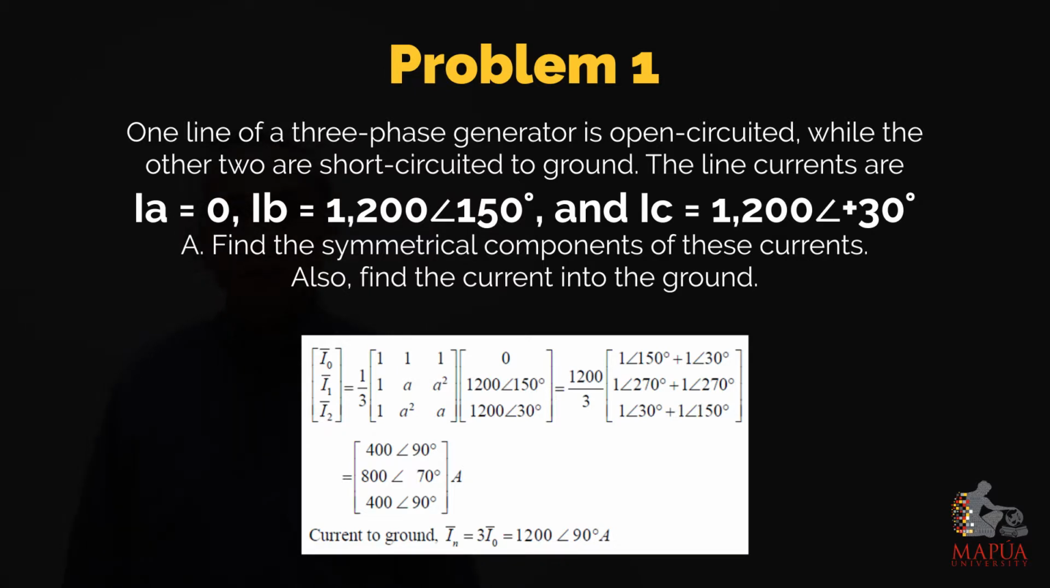Now to solve for the current to ground, that will just be equal to 3 multiplied by I sub 0, three times the value of the zero sequence current. So that gives us the current into the ground equal to 1200 angle 90 degrees amperes.